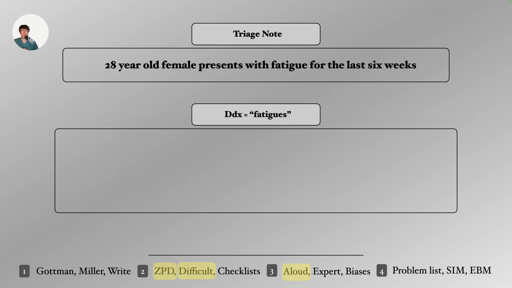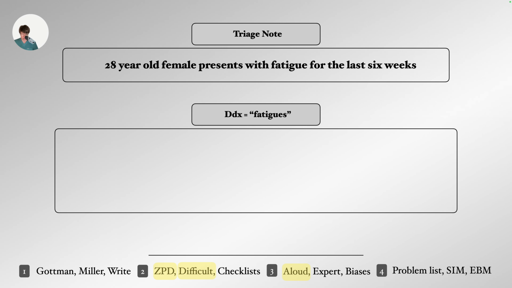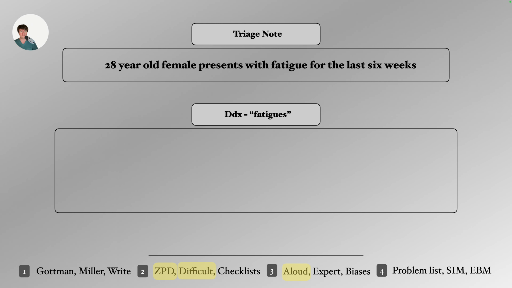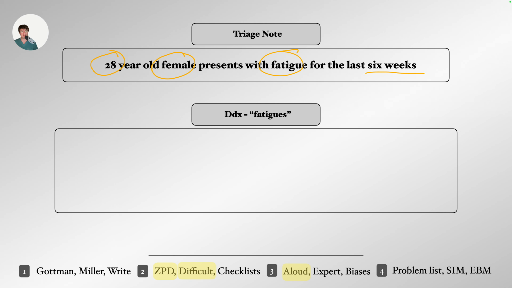So your triage note is a 28-year-old female with fatigue for the past 6 weeks. The very first thing we would do as a group is I would have an open question to the group saying, what is your differential for fatigue in this case? So the 28, the female, and they've been tired for 6 weeks. What is the initial differential that you're going to come up with?